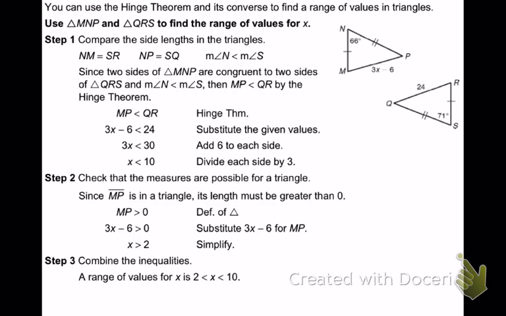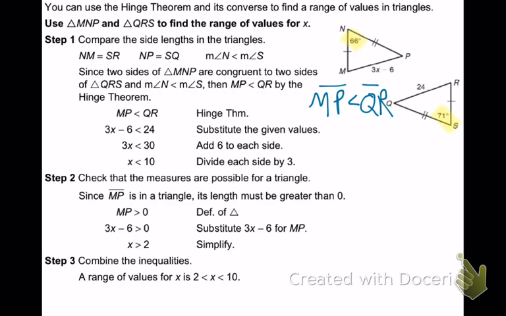Next part we're going to talk about now is using that same concept to find a range of numbers. So for example, I want to compare these side lengths in the triangles. So we're using the same concepts here. Now we're going to find the range of possible values that x could be. So if I look here, I have the angles 66 and 71. So as you look at it, which one's going to be bigger, MP or QR? QR. So we would say MP is less than QR. Does everybody agree with that?